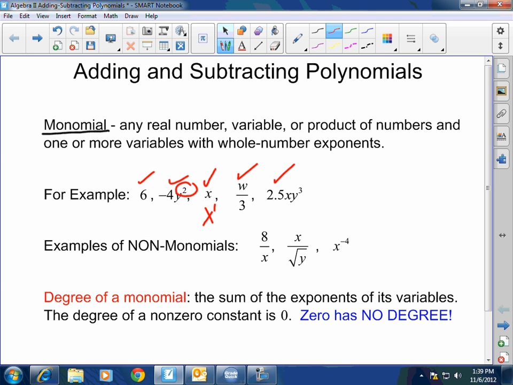2.5xy cubed, that works. Examples of non-monomials: 8 over x, you can't have x in the denominator. x over the square root of y, you can't have a square root or a cube root or any kind of radical with a variable in a denominator for it to be a monomial. You can work with these numbers, but they're not called monomials. x to the negative 4th, you can't have a negative exponent be a monomial or a polynomial. And I didn't include this, but let's say x to the 2/3. You can't have that because it's a fractional exponent. So in order for it to be a monomial, it must have a whole number exponent and the variable must be in the numerator.